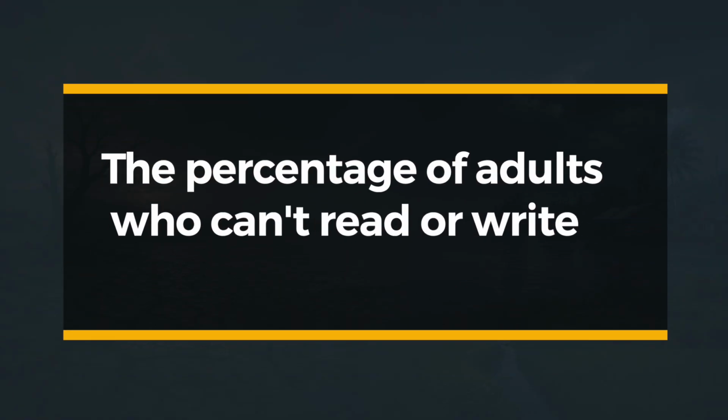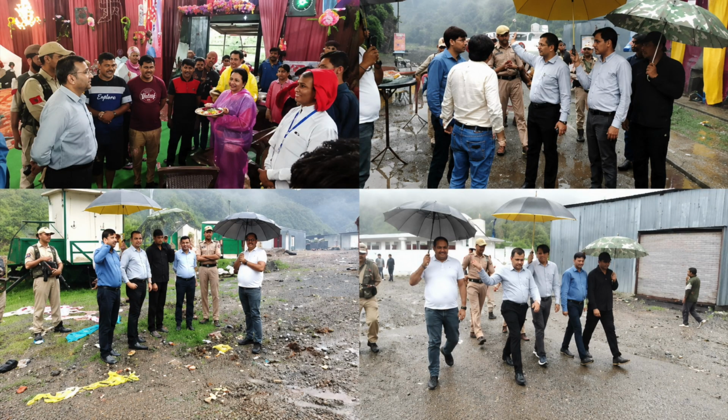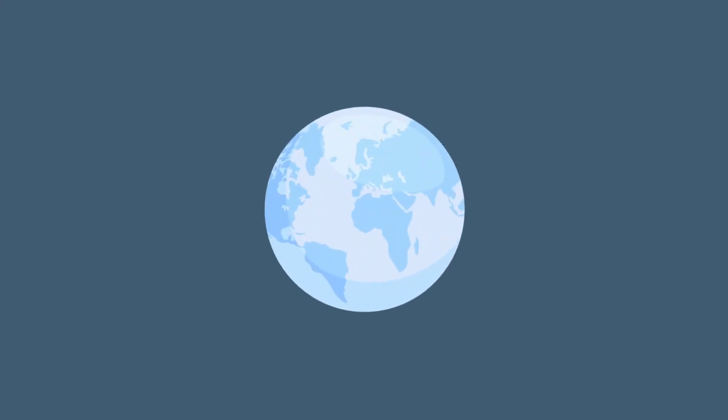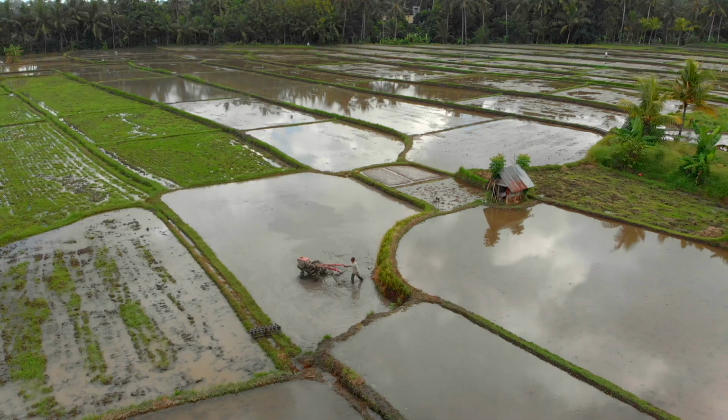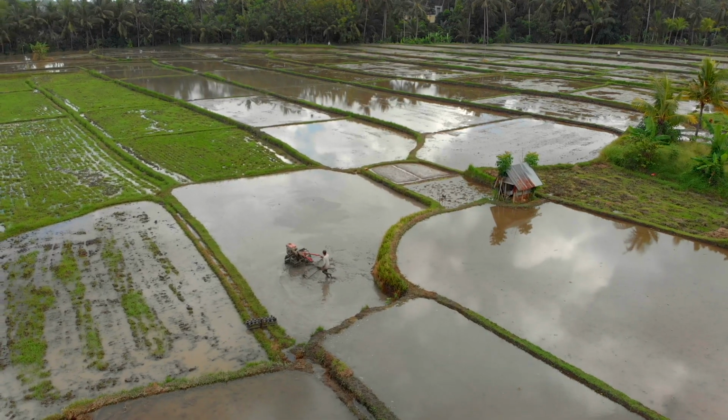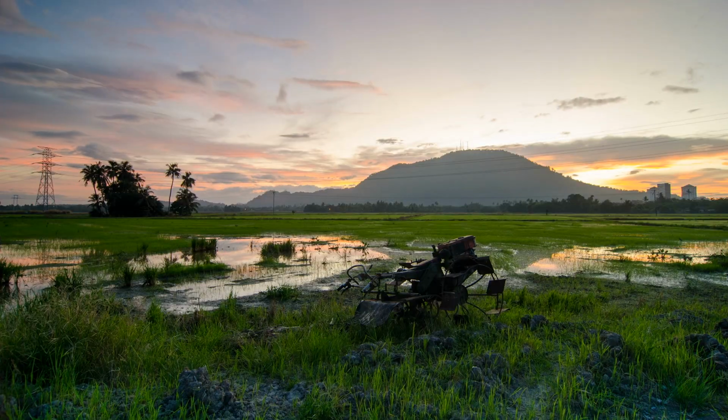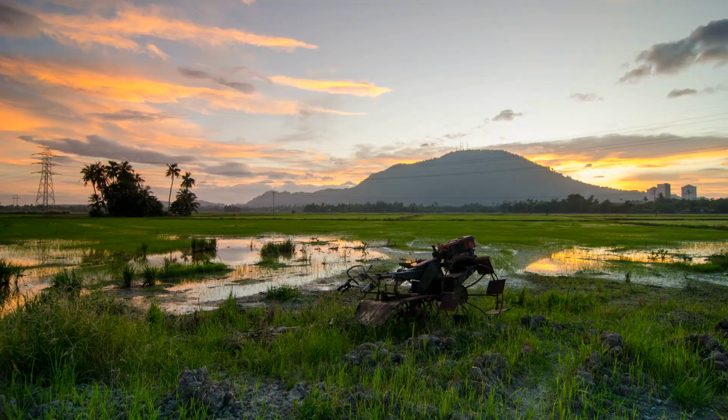And the fourth is the percentage of adults who cannot read or write. This makes it harder to get weather advisories and government scheme entitlements. All of these are added together to find the demographic pressure that is making India's agroclimatic zones less able to deal with climate change.